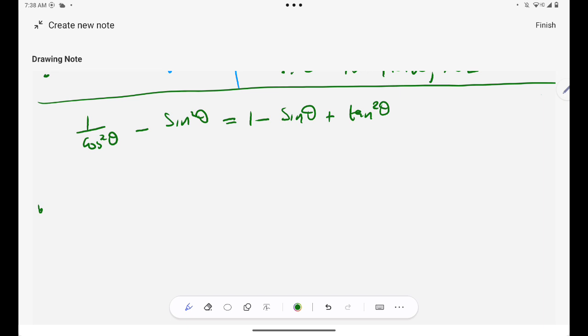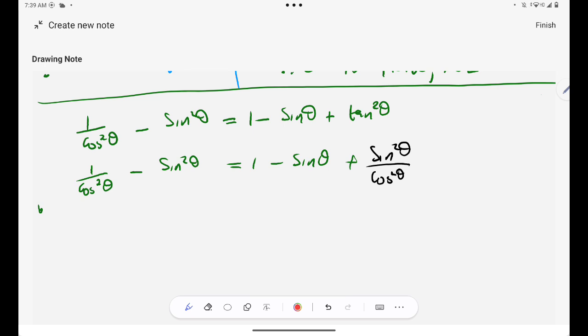Okay, whenever we deal with general solution, guys, I did say that you have to change everything into sine and cos before you start simplifying. I have 1 over cos squared of theta minus sine squared of theta is equal to 1 minus sine theta plus, this is sine squared theta over cos squared theta.